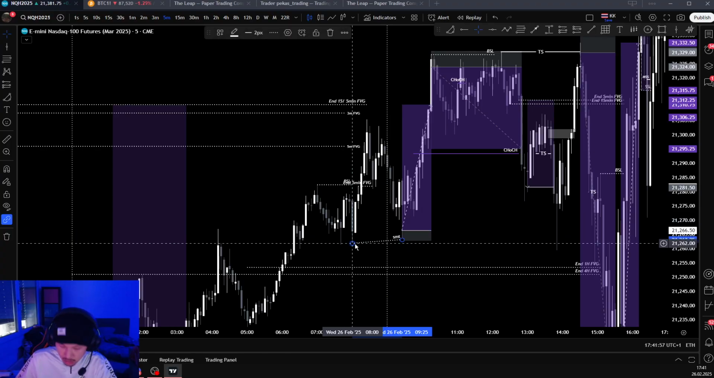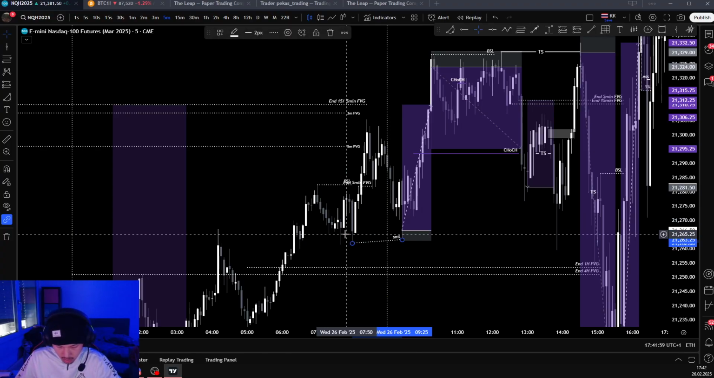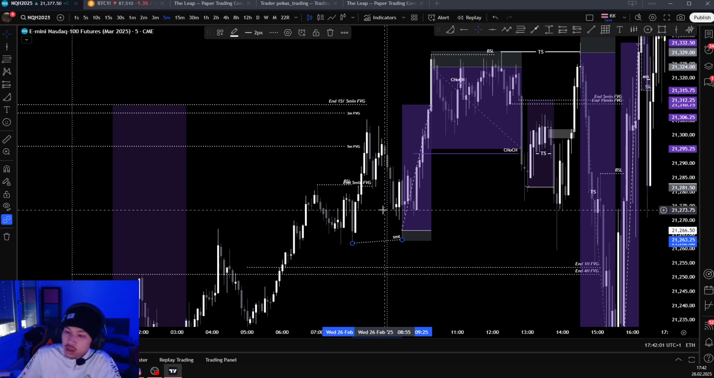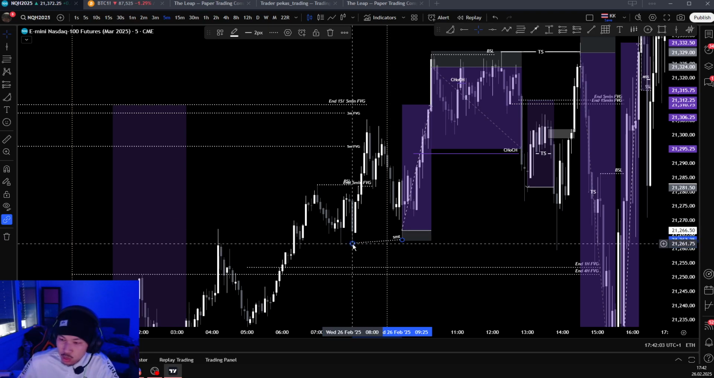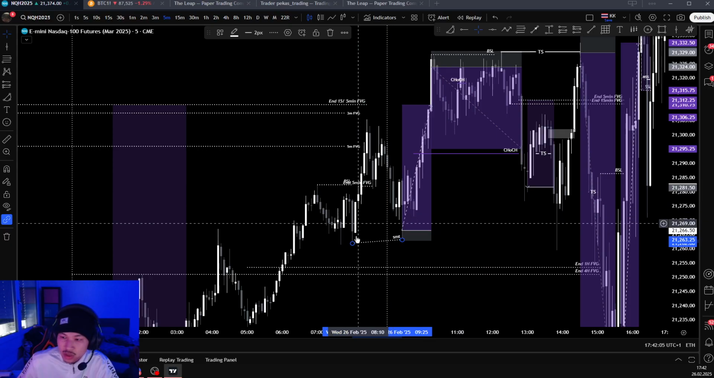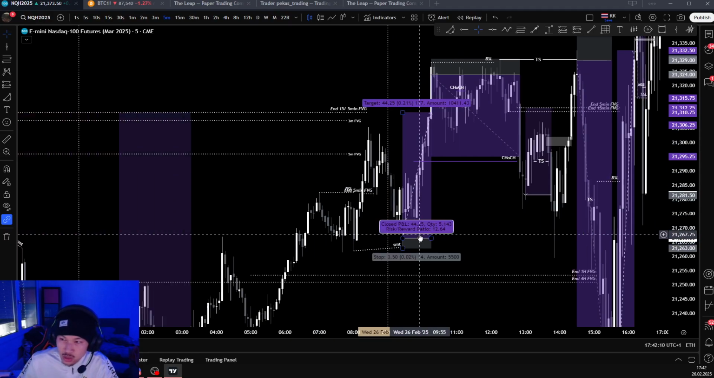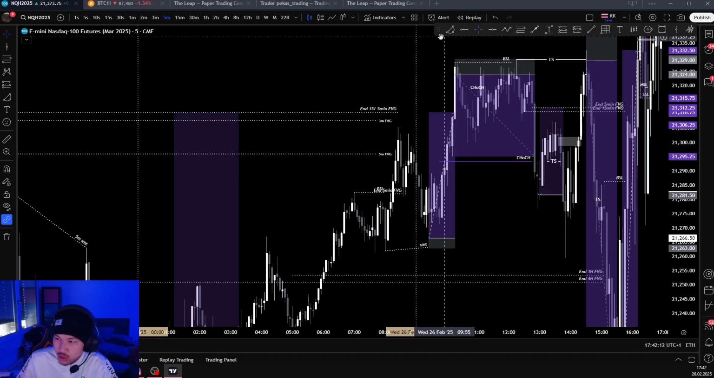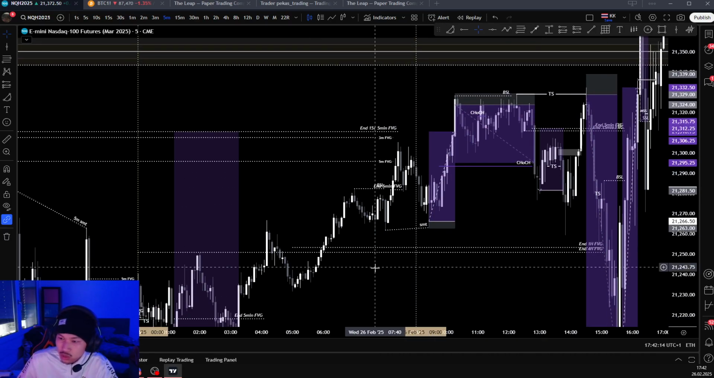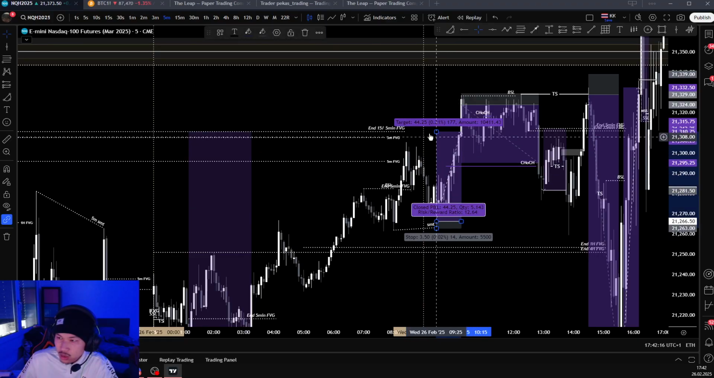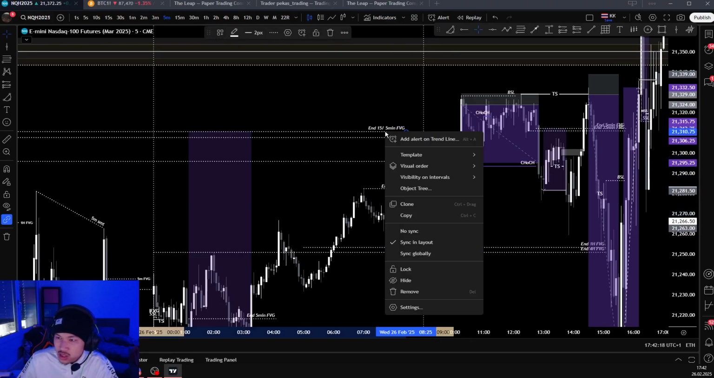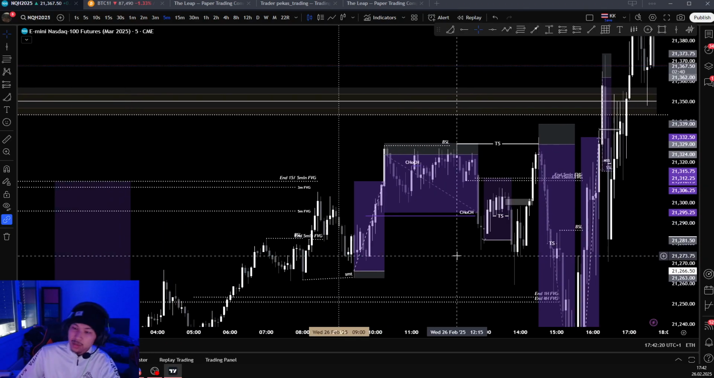I saw here on this low we swept it on ES but not here on NQ, so that's SMT, and I entered straight away because my bias is still a continuation bullish trade. So just trade with the bias, and I went long here, and my TP was still the same, the end of the 15-minute fair value gap.